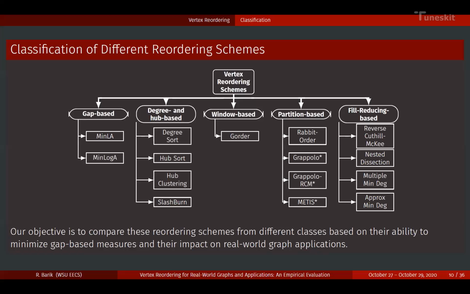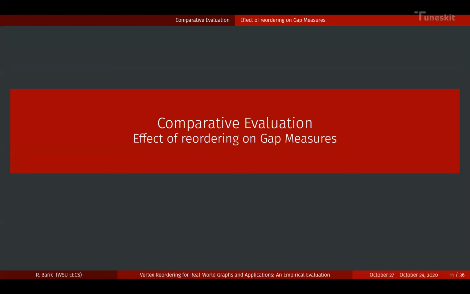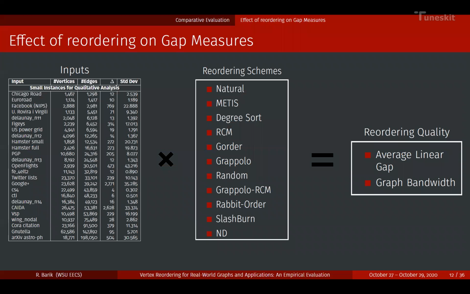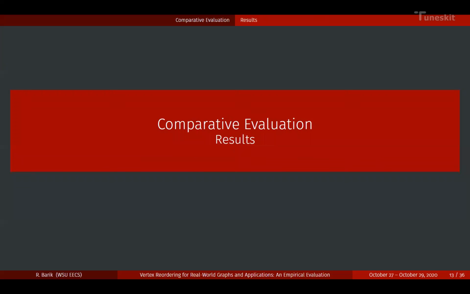Part of our objective of this work is to compare a representative subset of these schemes based on their ability to optimize for gap measures. For that, we use 25 real-world graphs as input across 11 reordering schemes, and their quality is judged based on the gap measures described. And here are the results.